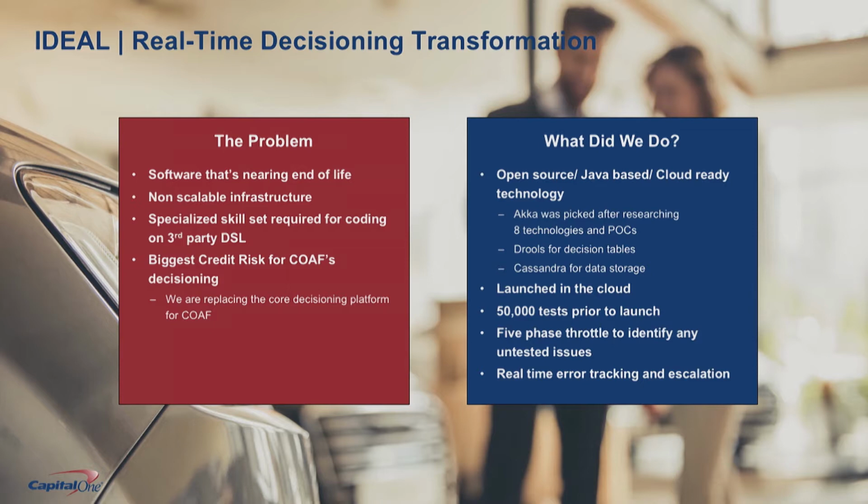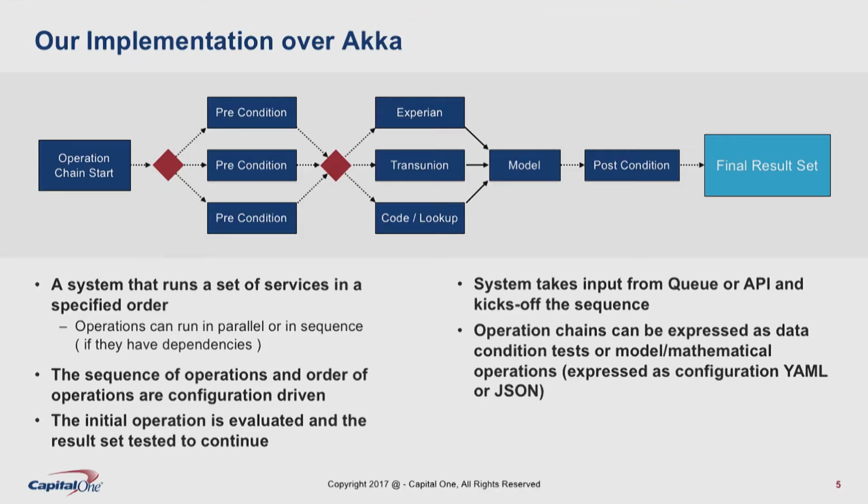After looking at various technologies, this was a couple of years ago, we picked Akka. We did some POCs, we brought in Drools for some decision tables, we used Cassandra to store our intermediate operational data that the system would work with, and we launched all this in the cloud. By the way, did I mention Capital One's one of the only banks that are actually in a cloud? So good stuff going on. We needed to track these things in real time, have escalation paths, and all the monitoring and auditing you would ever need.